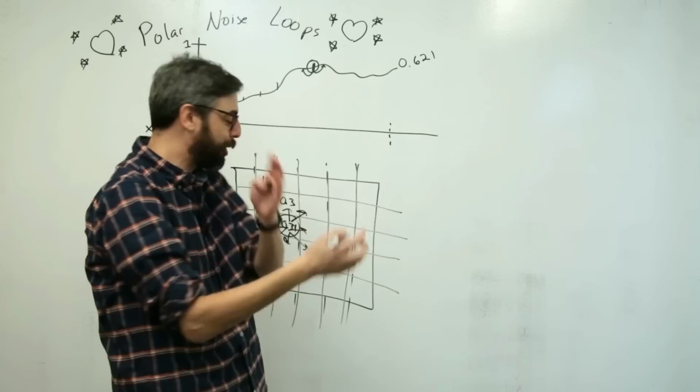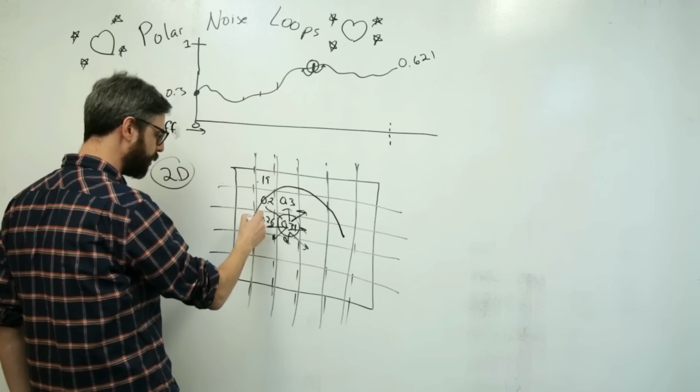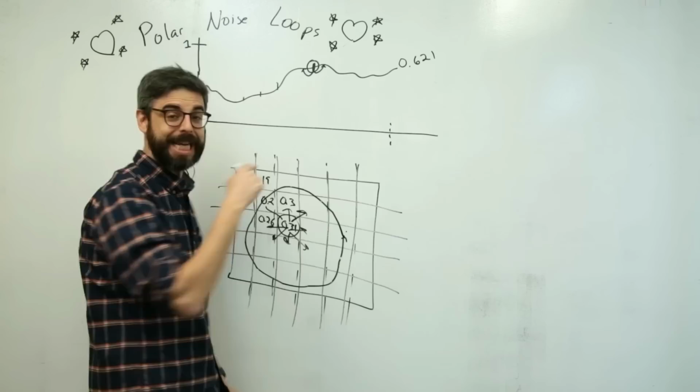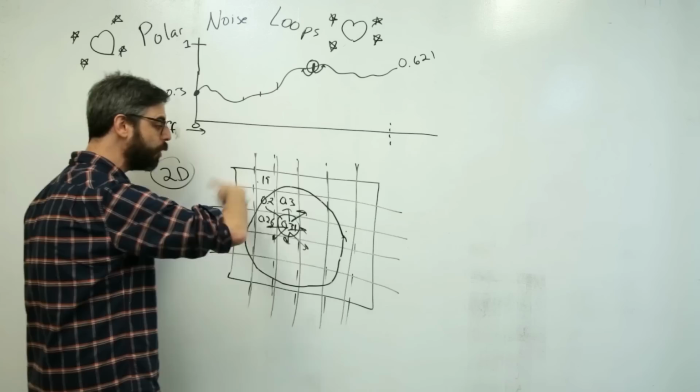What if I were to start here and get this Perlin noise value, then this one, then this one, and so on, all the way around? I would have 13 random numbers. And the last one is going to match up with the first one if I keep going. So I could get those random numbers over and over again.